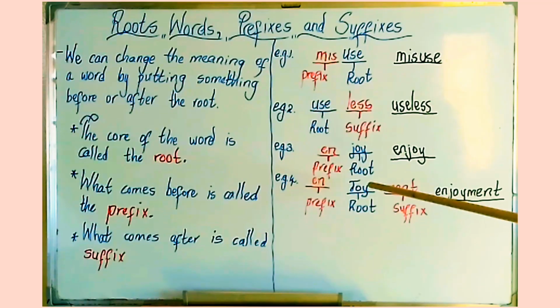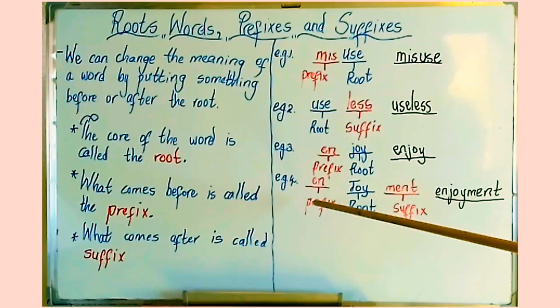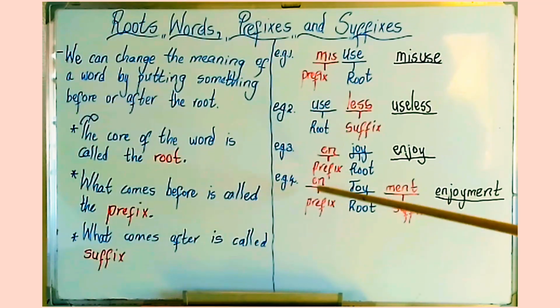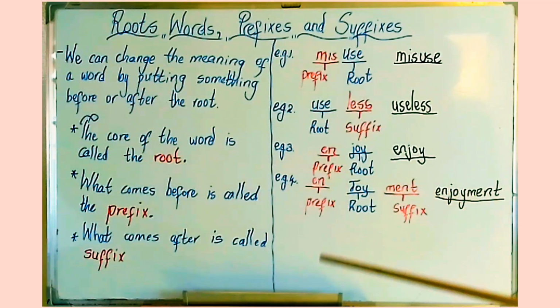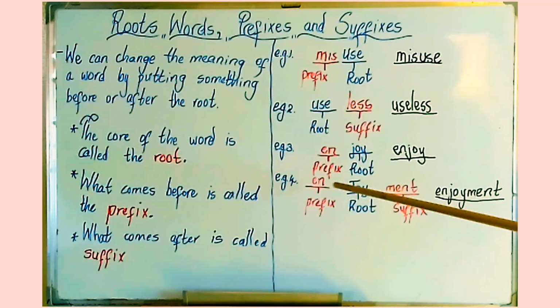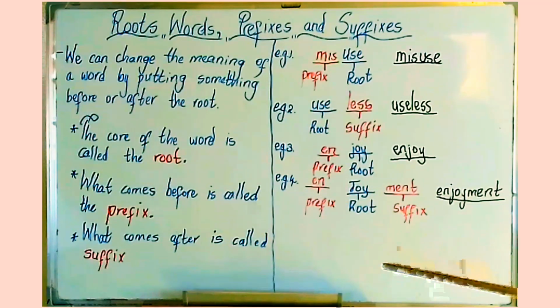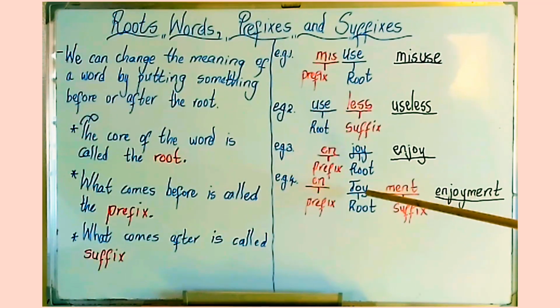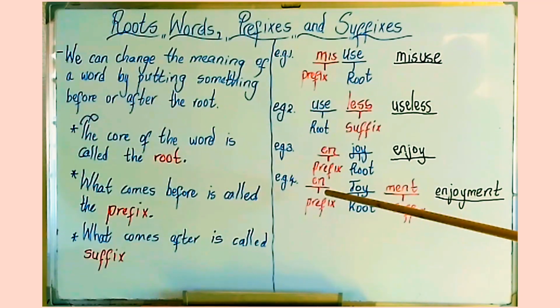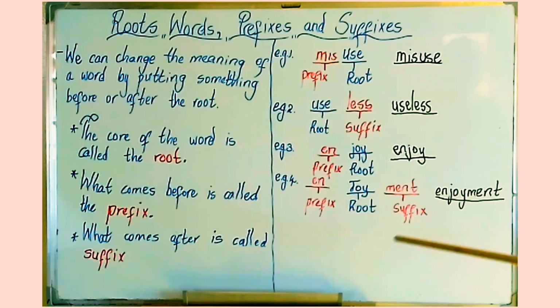We have the root, which is joy, and then we have a suffix, which is ment, and a prefix, which is en. So when you put en in front of joy, it becomes enjoy, which has the prefix en. But when you put a suffix at the back also, then it becomes enjoyment. In other words, you can put a prefix and a suffix at the same time. So joy, enjoy, and enjoyment are three different words. So when you put a prefix and a suffix on joy, it becomes enjoyment.